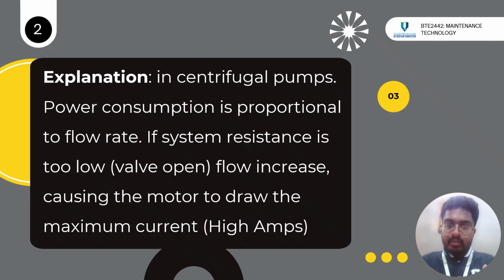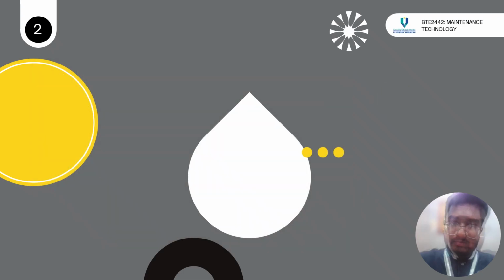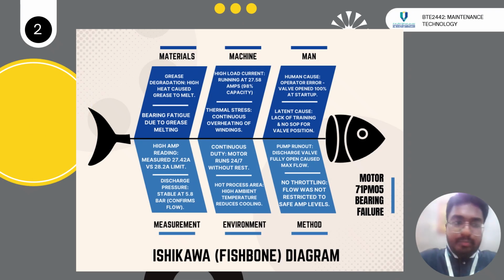We're going to use the fishbone diagram to understand even better. To determine why the motor was overloaded, I used the Ishikawa fishbone diagram. Based on the feedback, I classified the causes into three specific categories. First, the physical cause, which is the mechanical failure.